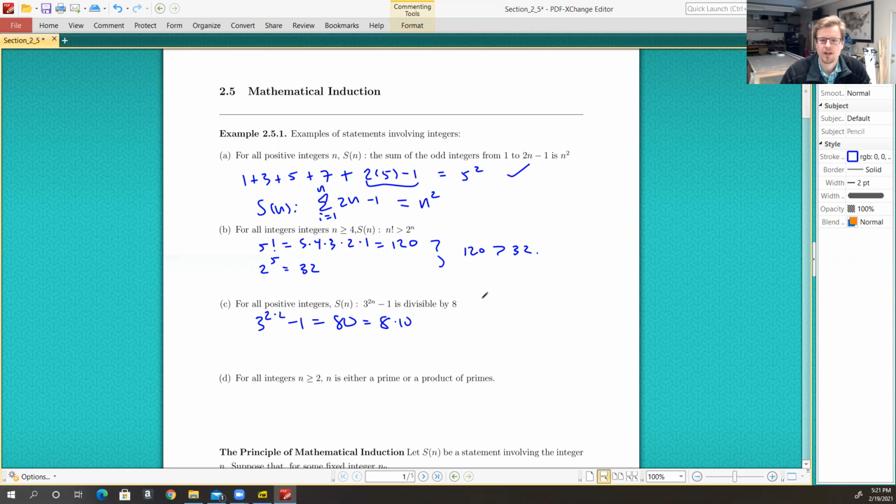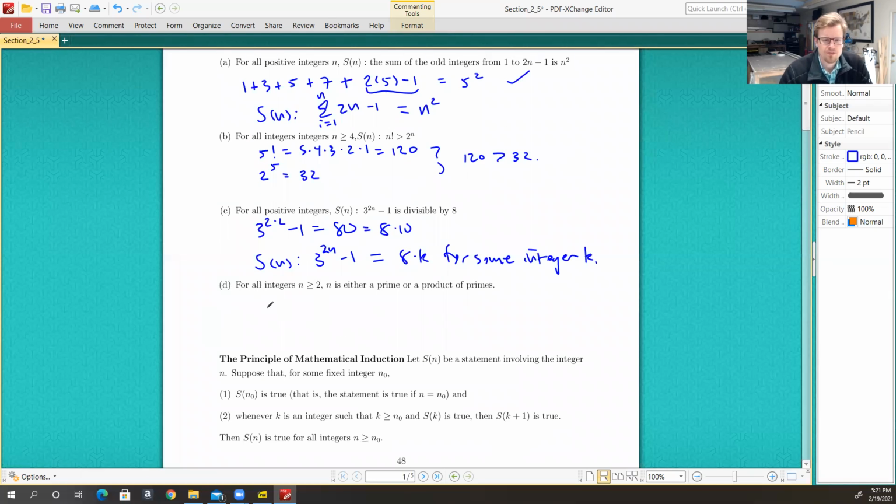So that's awesome. We might also write our statement as S of n is that 3 to the 2n minus 1 is equal to 8 times k for some integer k. This makes it an equality that we can actually check. Makes it a little bit easier. And then for the last one, this is actually, I think, the fundamental theorem of arithmetic. For all integers greater than or equal to 2, the number is either prime or a product of primes.